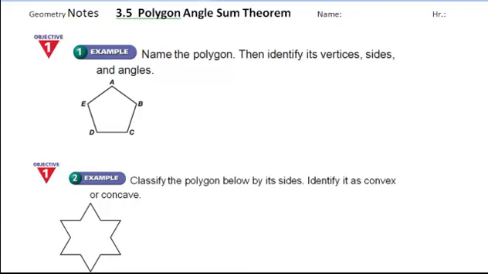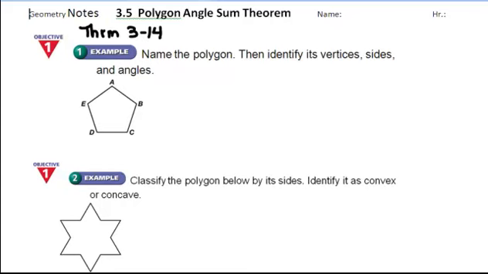Okay guys, I want you to know that we're going to be using theorem 314 and 315, and the chart that we used to name all of our polygons and the sum of all their angles. We're going to be using those. So theorem 314, 315, and polygon chart. You're going to need those things, those theorems and this chart, in order to do this particular assignment.